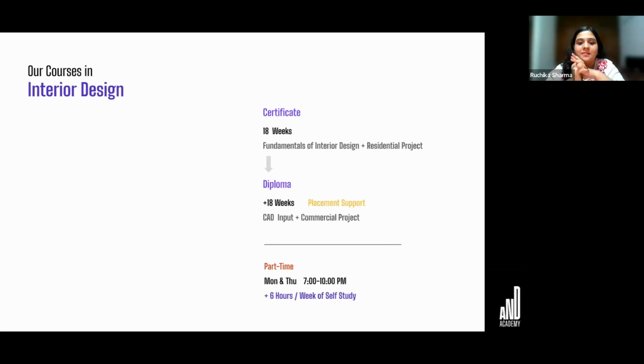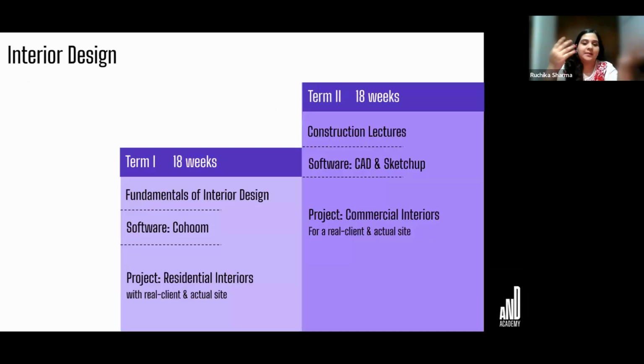Next slide, please. Okay. So like we saw earlier, there are 2 terms. The first term is largely certificate, and whoever wants to complete the diploma would also study until term 2. So term 1 largely deals with the fundamentals of interior design, along with which we cover a software called Kuhum, which is AI powered, and it's very interactive and it's very fun to work with. It helps you generate a lot of very good 3Ds and 2Ds. And you will be working on a residential project besides this, for which you will be working with a client of your own choosing.